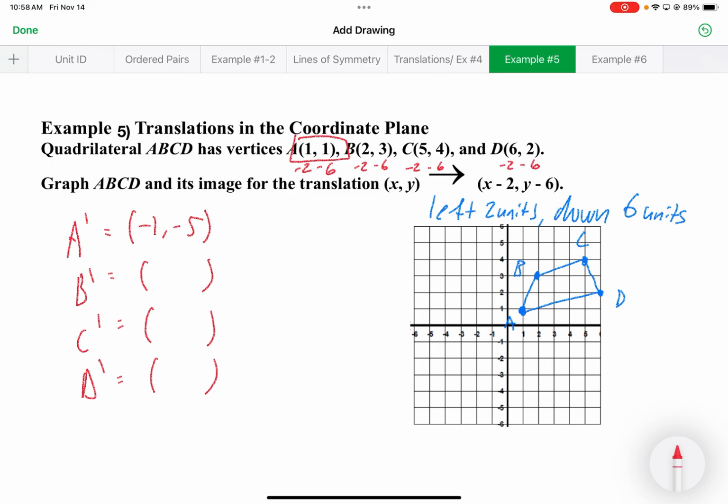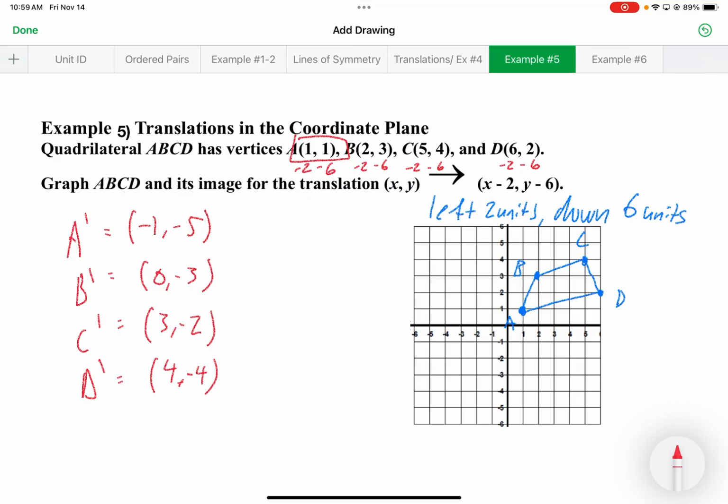All right, what about b prime? What does that become? Right now I'm at 2, 3. If I subtract 2 from the x and 6 from the y coordinate, what's that become? 0, -3. What about c prime? 3, -2. I like it. Last but not least, d prime. 4, -4. We okay with that?